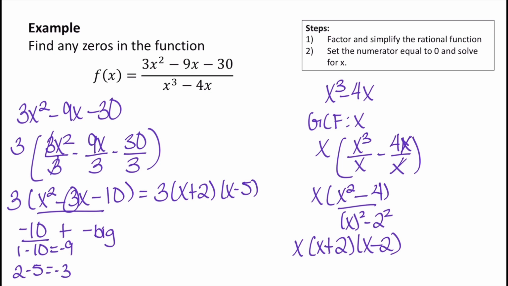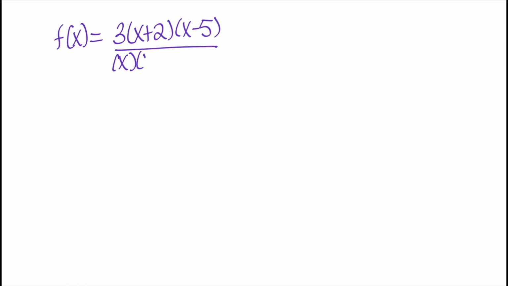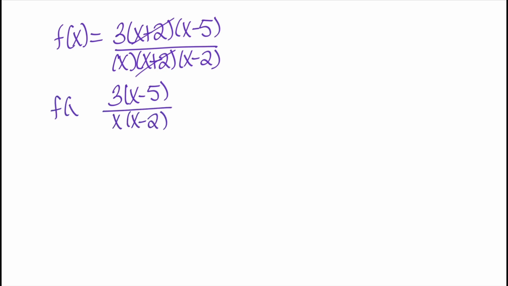So now let's rewrite this function with the factored form of the numerator and the denominator. Okay, so here's the numerator. So we have f of x equals 3 times x plus 2 times x minus 5 over the denominator, which is x times x plus 2 times x minus 2. So remember, now we're going to cancel our common factors. Okay, so x plus 2 is going to cancel. And we're going to write the function that remains, 3 times x minus 5 over x times x minus 2. Okay, so that's f of x.